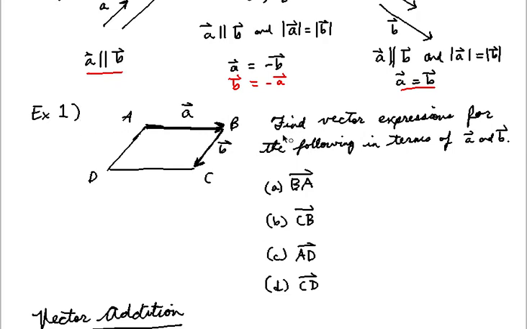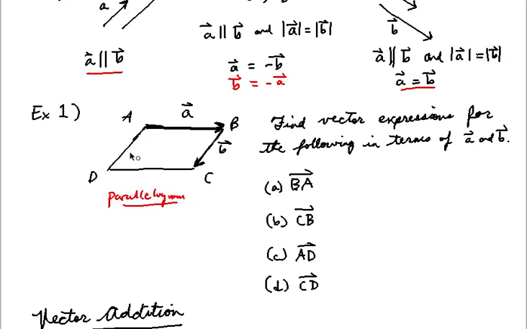Find the vector expressions for the following in terms of the vectors a and b. So what is the vector BA? That means starting from B going to A. We need to write our vector in terms of A or B. And we're going to assume this is a parallelogram. I didn't write that in here, but this is a parallelogram.